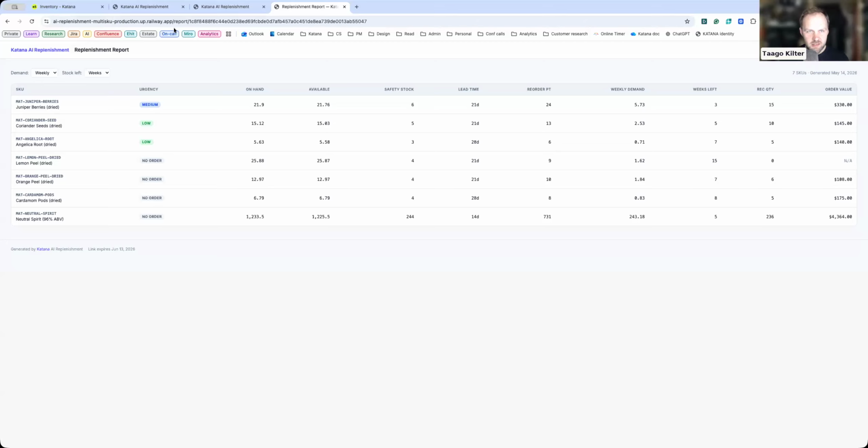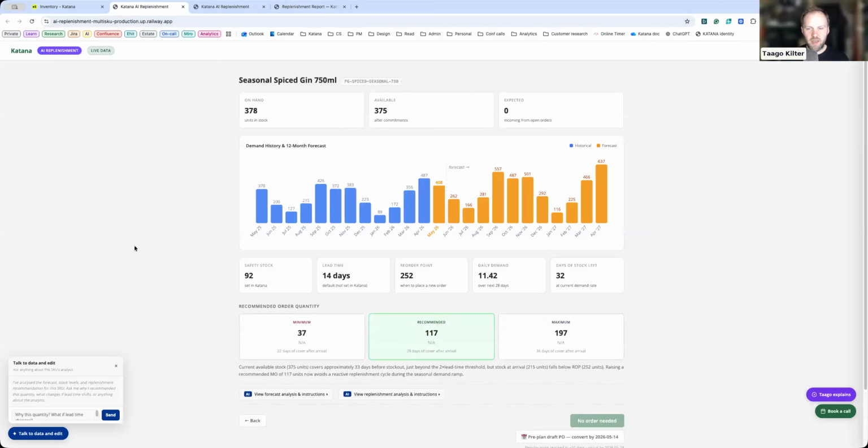And this is all I have about the AI replenishment tool available at the moment. We are working together with our customers to improve this until it becomes a finished product.